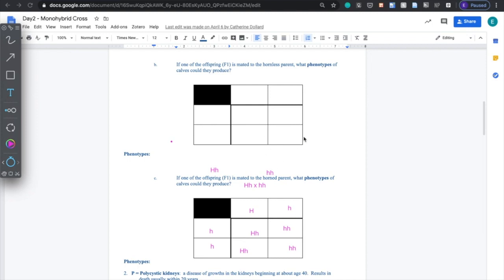And what we see, we're going to fill in our phenotypes, right? So a heterozygous is going to be hornless, but this recessive, finally it's going to be a horned individual, right? So we have 2 possible phenotypes for this cross, hornless and horned. It's not just one. So this is new, and we're done with that problem.